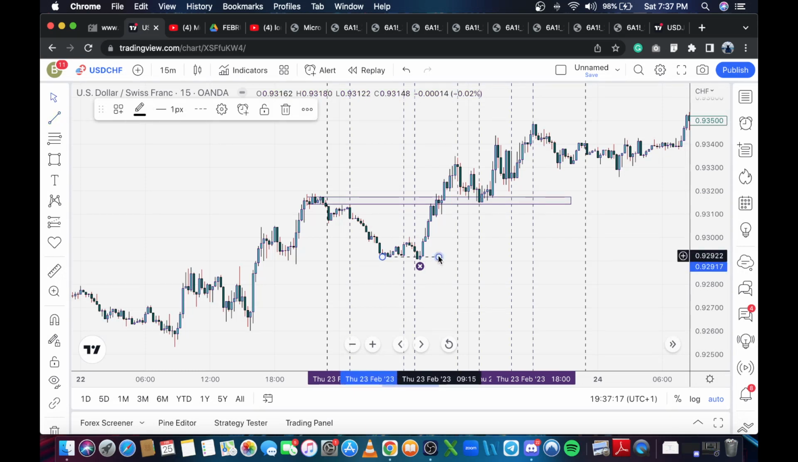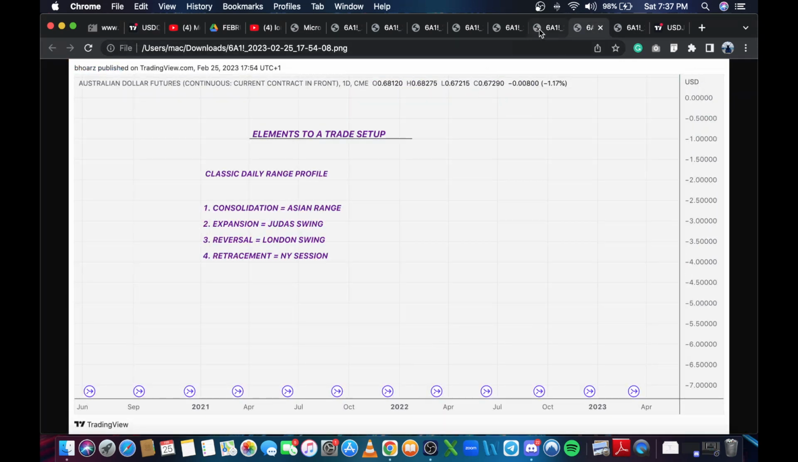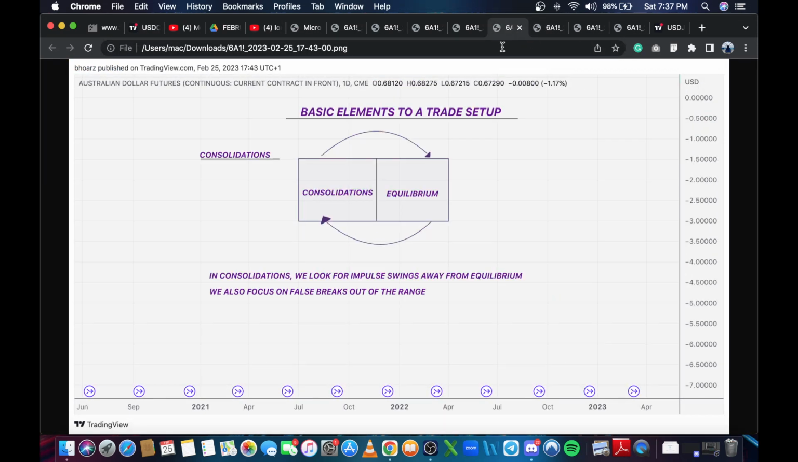You have a false break below that old low at the start of London session, which is your Judas swing, and then you have the real reversal in the marketplace come into play. So you can see before the reversal comes into play, we run out a liquidity pool. Inside the consolidation, we have a false breakout of the consolidation. So you can see how we're building these concepts together.